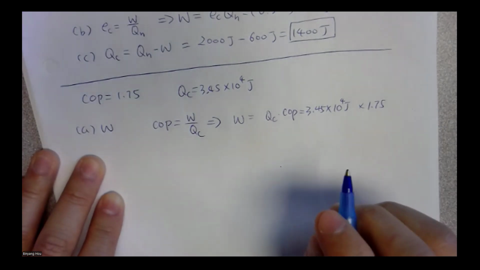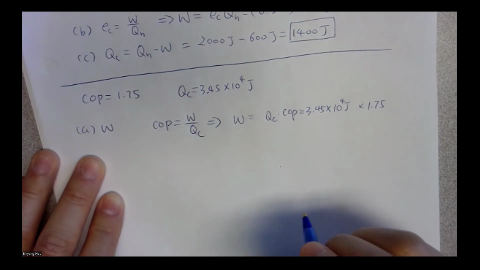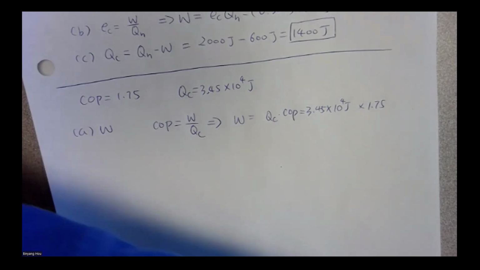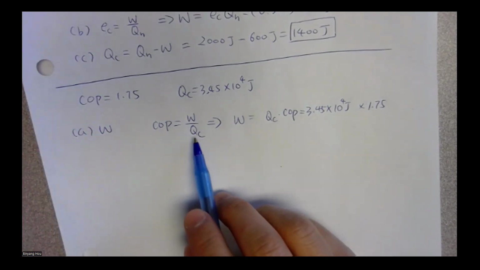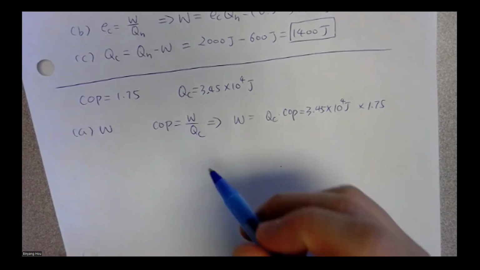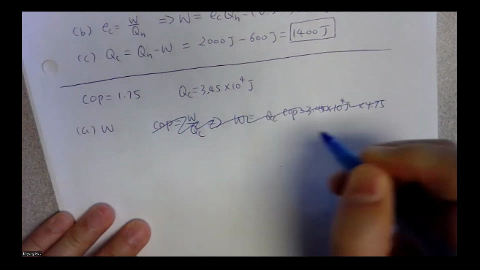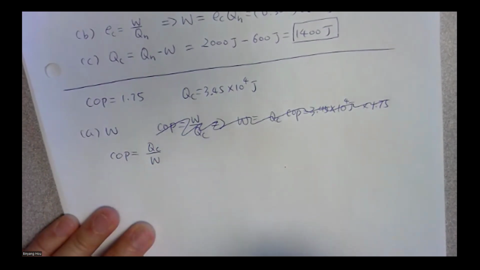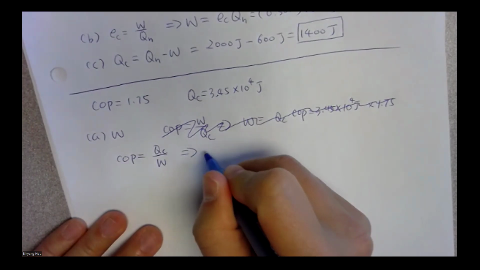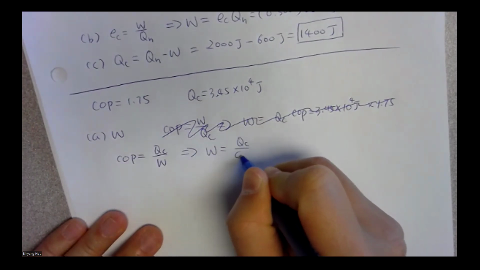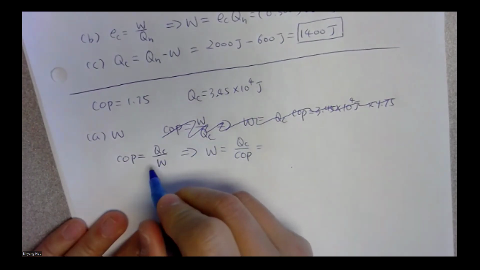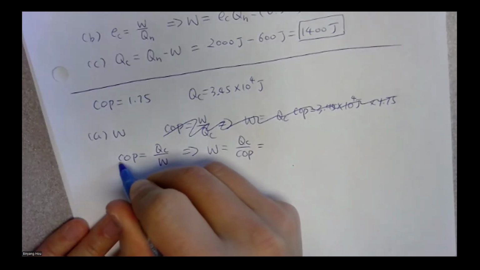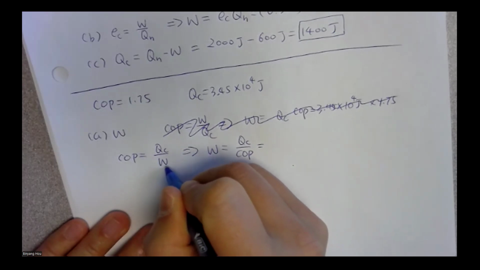Oh, actually, let me see. I don't think I have the right equation. Sorry about that. This is not right. COP is actually equal to QC over W. So then W will be equal to QC over COP. That's the algebra here. So you move the COP to the other side and then move this to the right hand side.